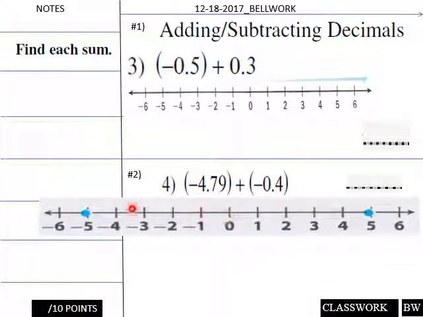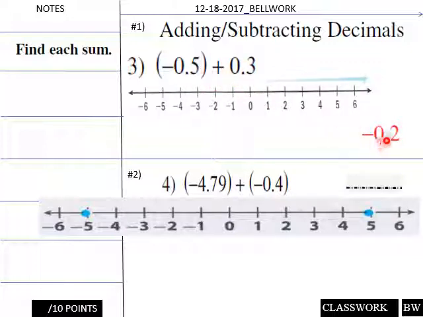Okay, everybody, welcome back. Here's a number line to visualize this. Up here, negative 0.5 would be about right here. And then you're going to the right by 0.3. So plus 0.3, you're not quite at 0 yet. You're still negative for this one.